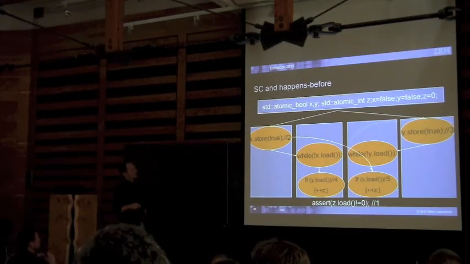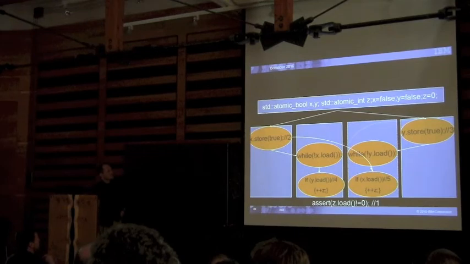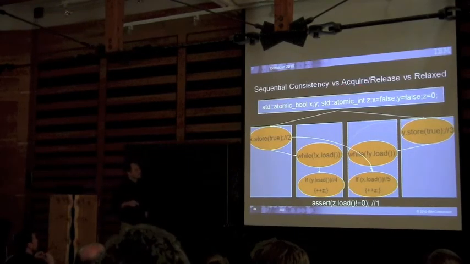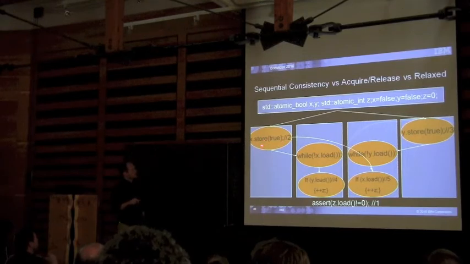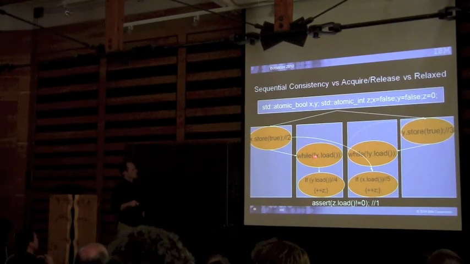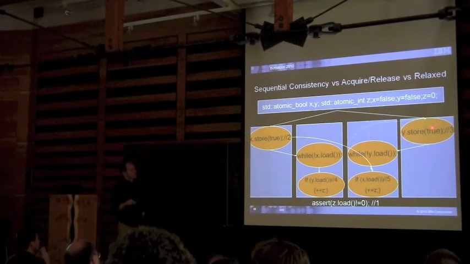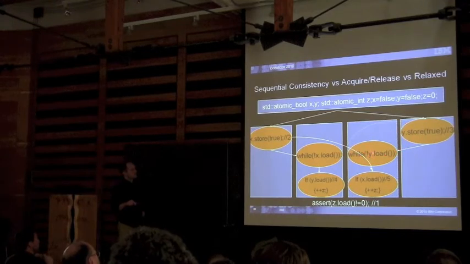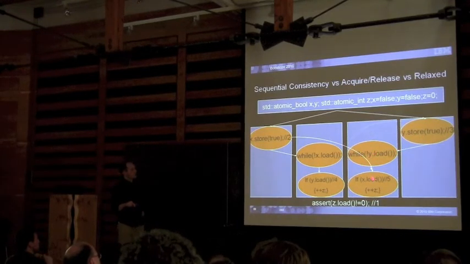So, I'm going to change the title of this one again. The point of this one, let's see what's going on here. One thread sets X. This guy waits to make sure X was set, and then he's going to look at Y, and this guy's going to do the opposite. It's going to set Y, and this thread's going to wait to make sure he sees Y, and then he's going to look at X.